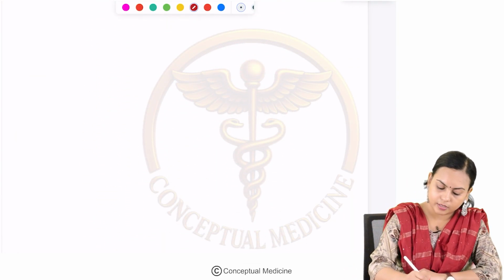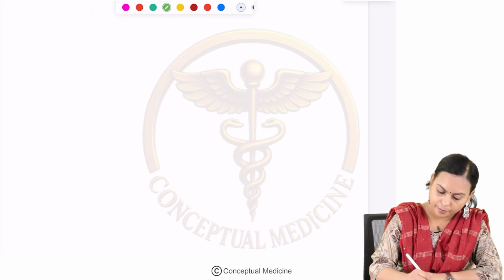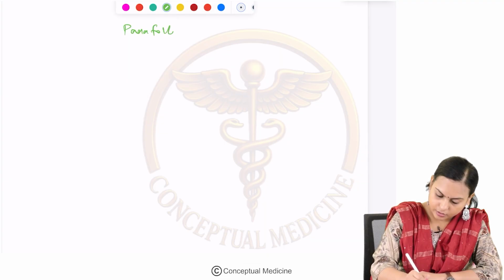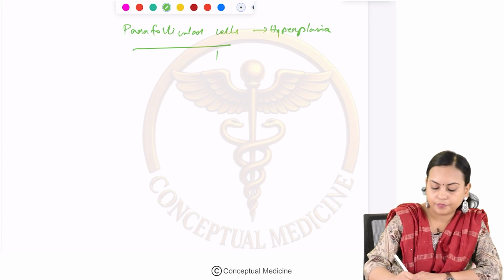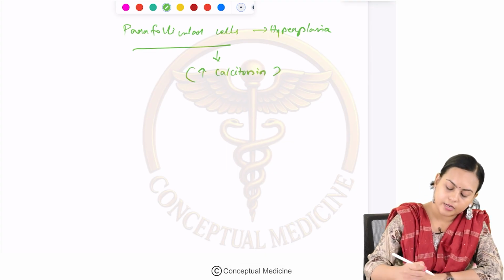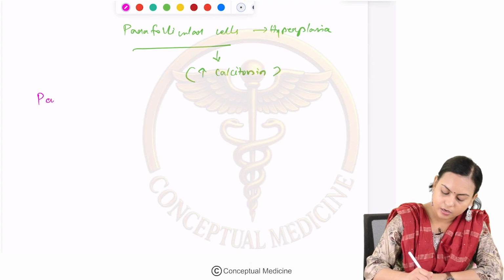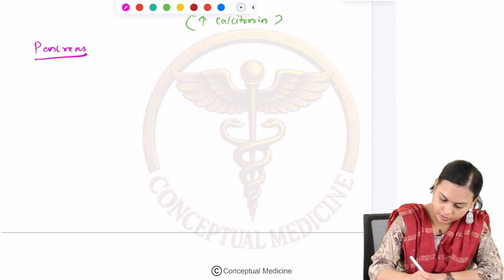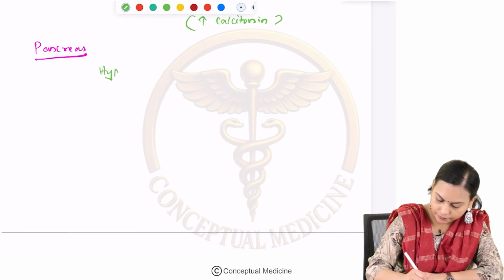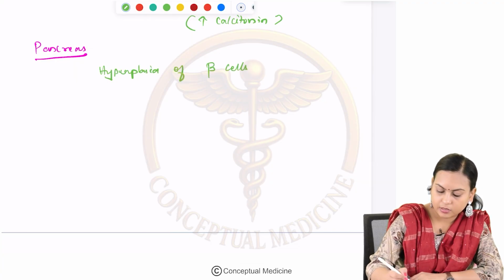Next, we are going to see about the parafollicular cells. They also go for hyperplasia and increased calcitonin levels are seen in pregnancy. Next is about pancreas. Pancreas, there is hyperplasia of beta cells.